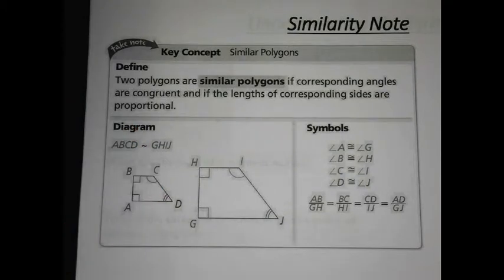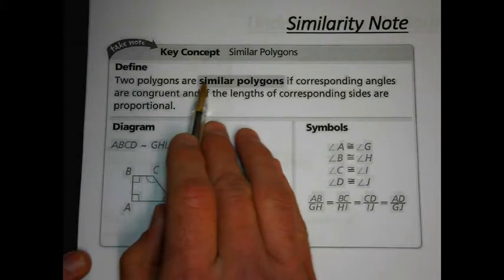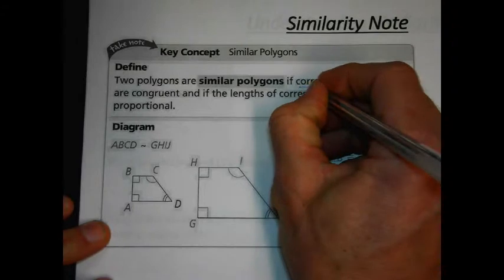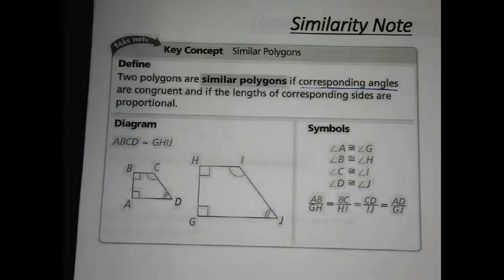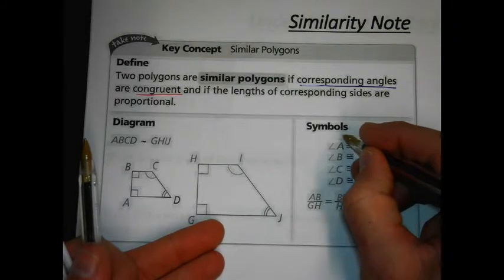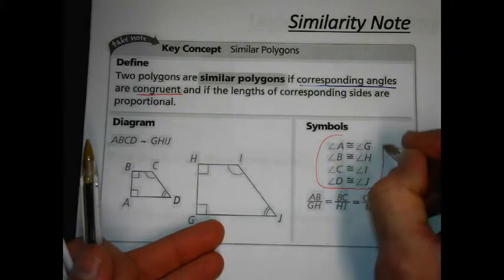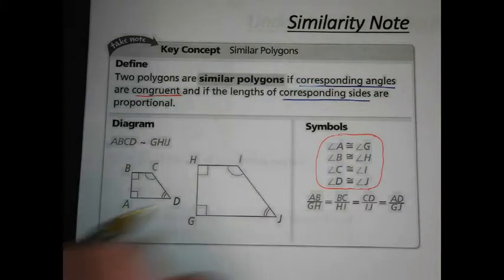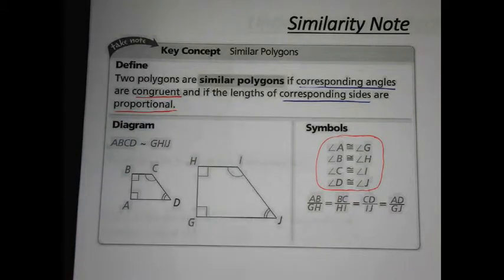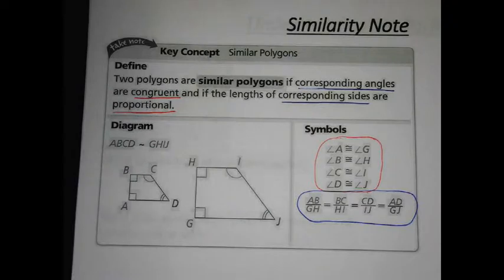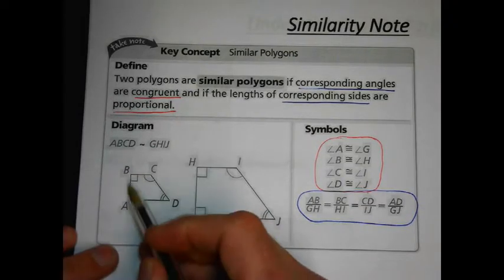Otherwise, there's no use. So we can talk about any type of polygon, but 2 polygons are similar if... That word corresponding comes back. So we're talking about corresponding angles being congruent. The angles are congruent, yes, and the corresponding sides are proportional. So notice the difference. Corresponding sides are proportional. Okay, so the angles are congruent and the sides are proportional.